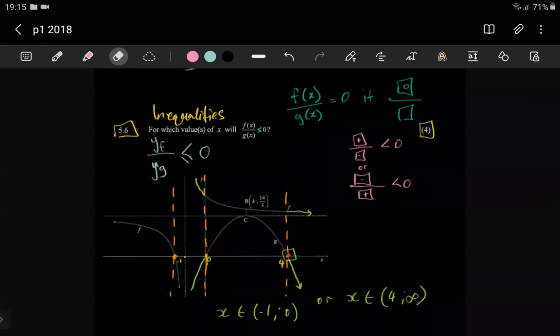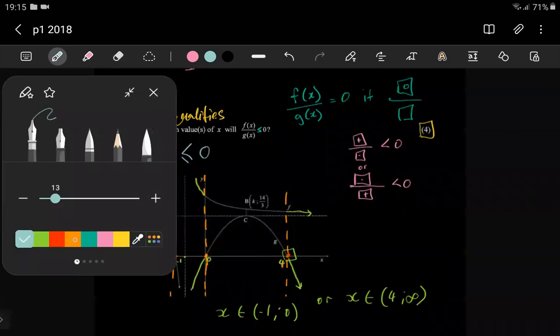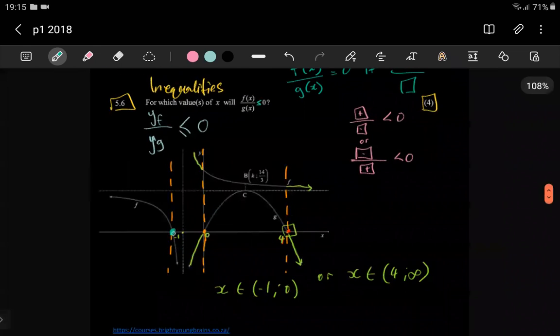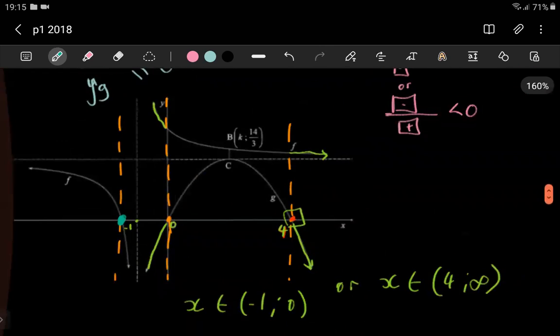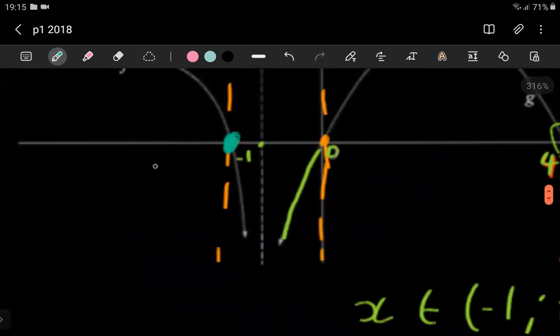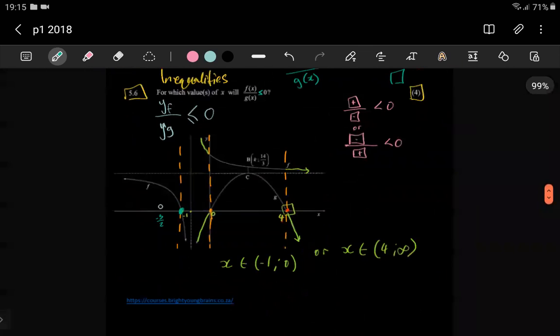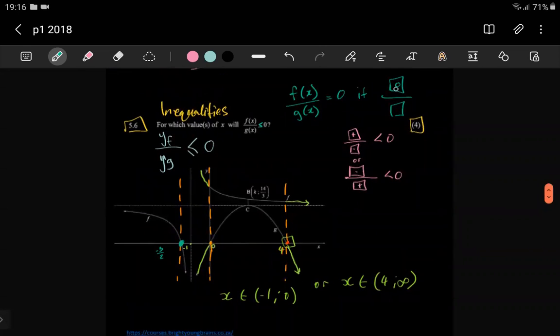Now, if we look at our sketch, there's only one instance where the y value of f is a 0, and that specific instance is here. An x value of -1 is, no, this is not -1. This is, we worked it out to be -3/2. So an x value of -3/2 gives us a y value of 0 for f, which means that our whole expression will be equal to 0, which is part of the solution that qualifies for this.